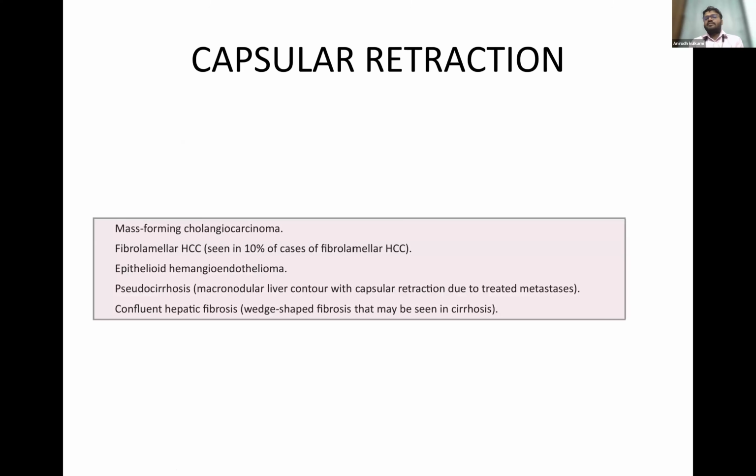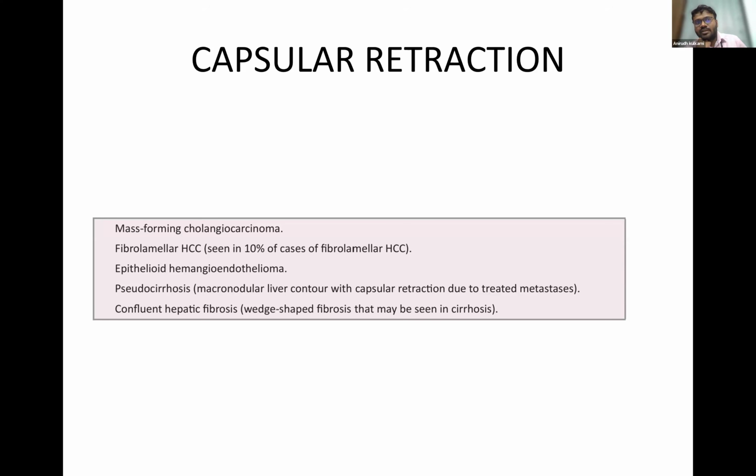So capsular retraction, what are the tumors? Mass forming cholangiocarcinoma, fibrolamellar HCC, epithelioid hemangioendothelioma, pseudocirrhosis, macronodular liver contour with capsular retraction due to treated metastasis, and confluent hepatic fibrosis, wedge-shaped fibrosis that may be seen in cirrhosis. So these are the questions they can ask. For example, if you get cholangiocarcinoma, you have told everything about cholangiocarcinoma, but you have not told one thing, that is capsular retraction.